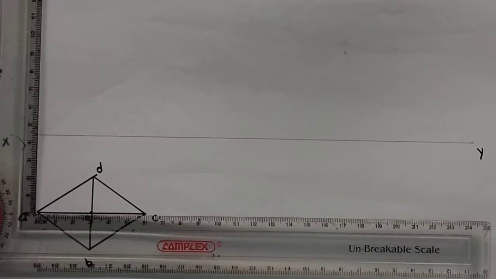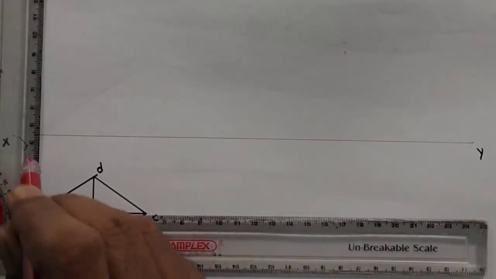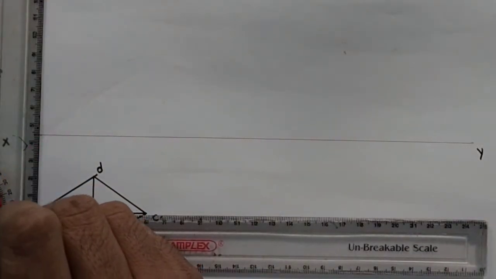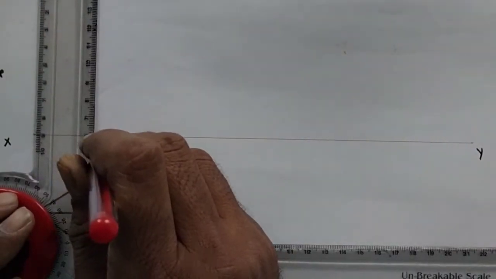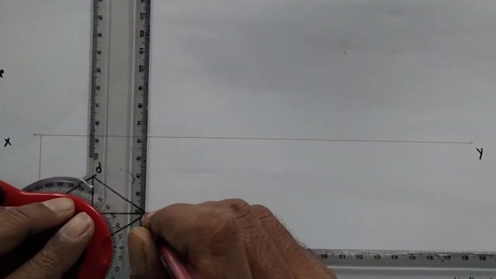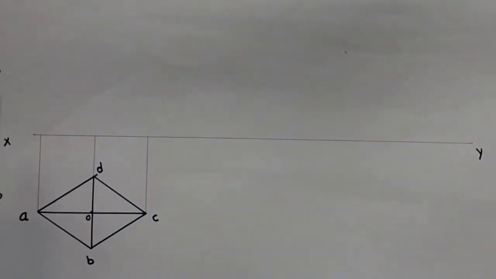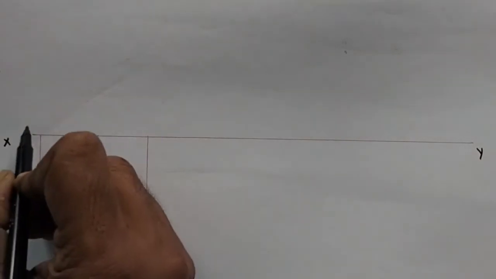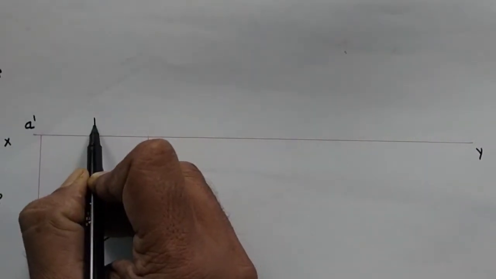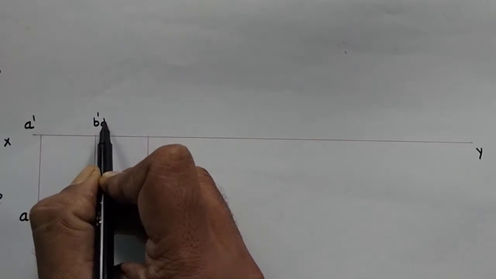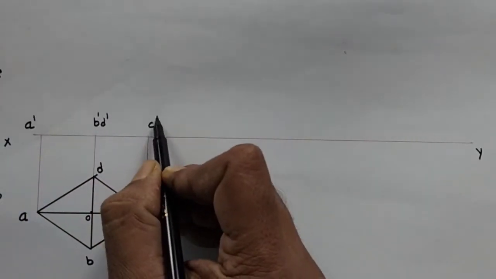Now my elevation is on the XY line, so I transfer the vertical projection from all the four corners, and on the XY line we have the elevation A dash, B dash, D dash, C dash.